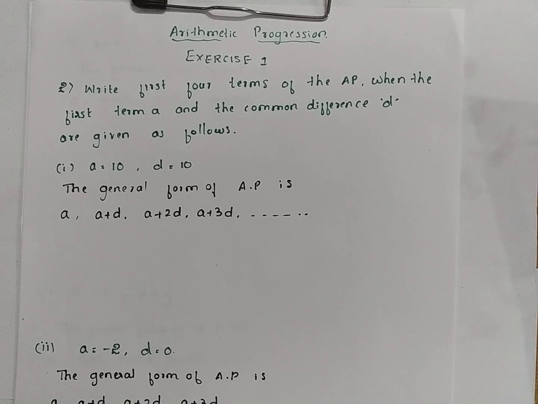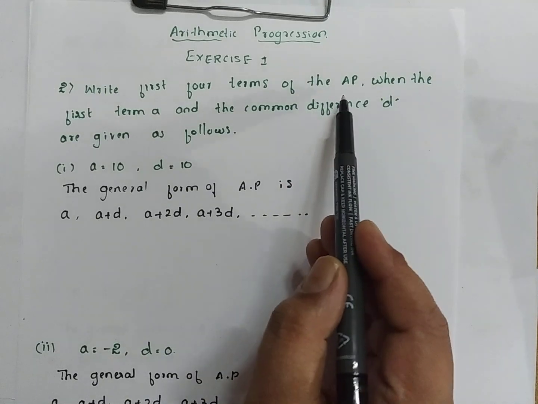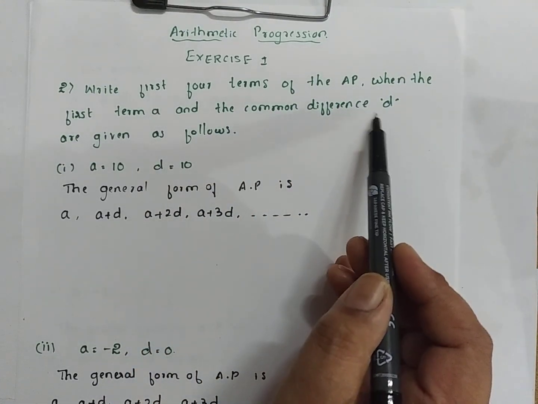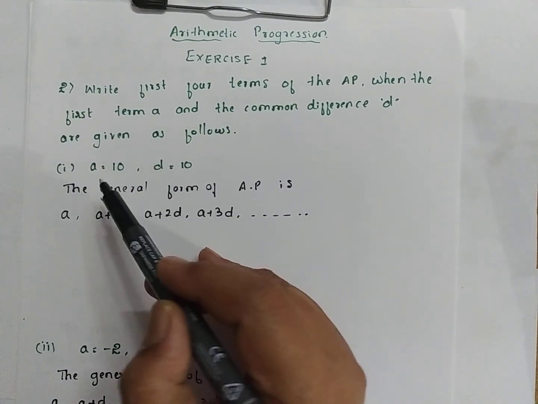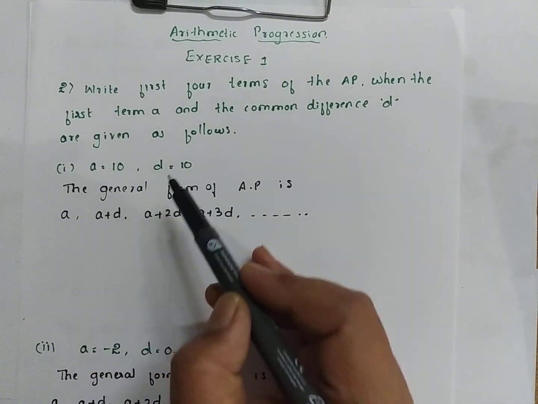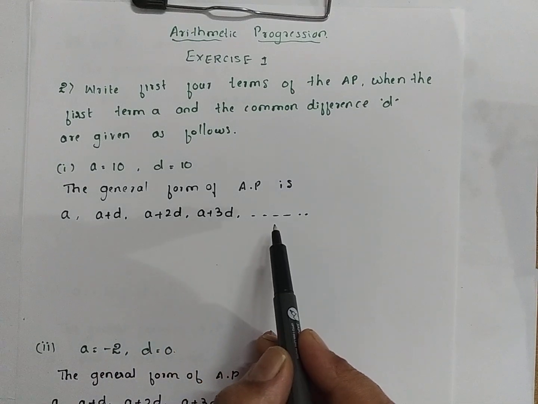From the 10th class in the arithmetic progression first chapter, from exercise 1, today we are solving the second question. The second question is: write the first four terms of the arithmetic progression whose first term is A and common difference is D, given as follows. Here there are four questions. A is the first term and D is the common difference. They are given, you have to write out the arithmetic progression.